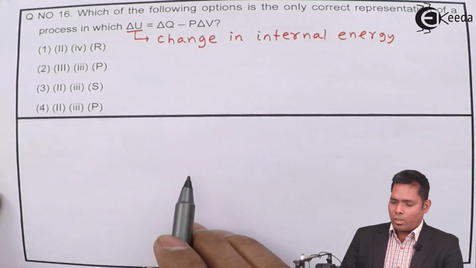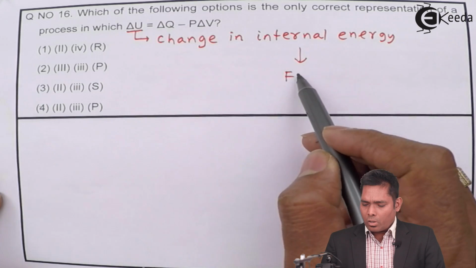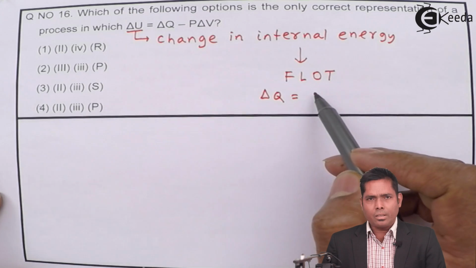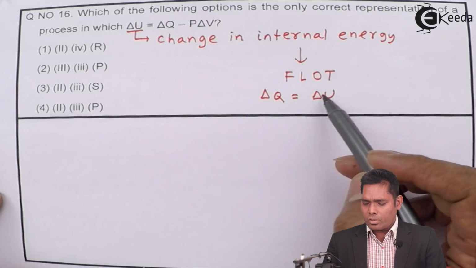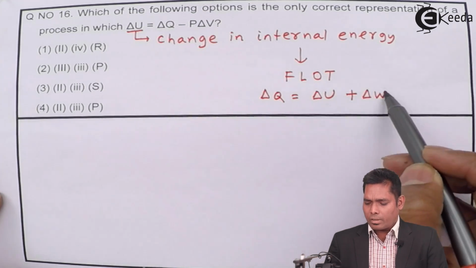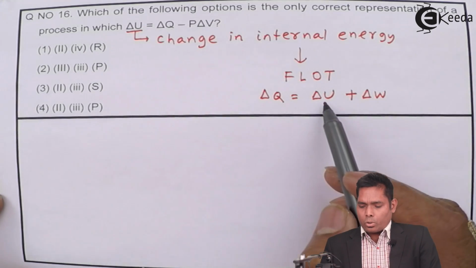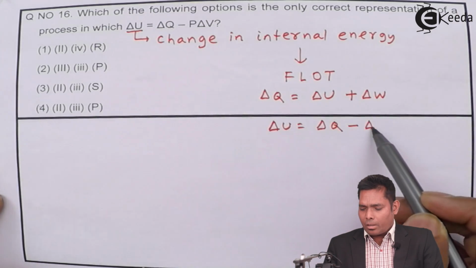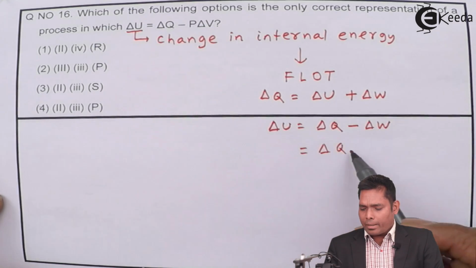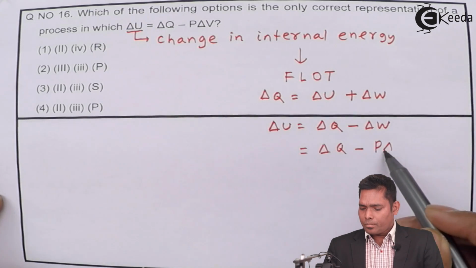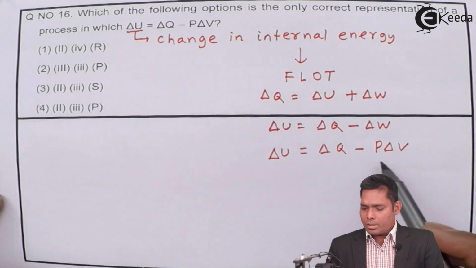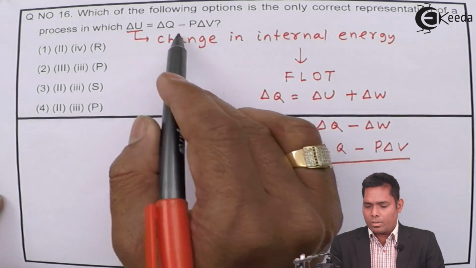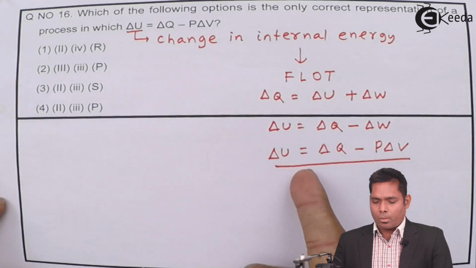This represents change in internal energy because from the first law of thermodynamics, the heat that I am supplying is used in two ways: increasing the internal energy, or change in internal energy, plus the work done by the process. So this delta U is represented by delta Q minus delta W, and this delta Q minus delta W is P delta V. So this delta U represents the change in internal energy. This equation is given in the question. This is from the first law of thermodynamics.